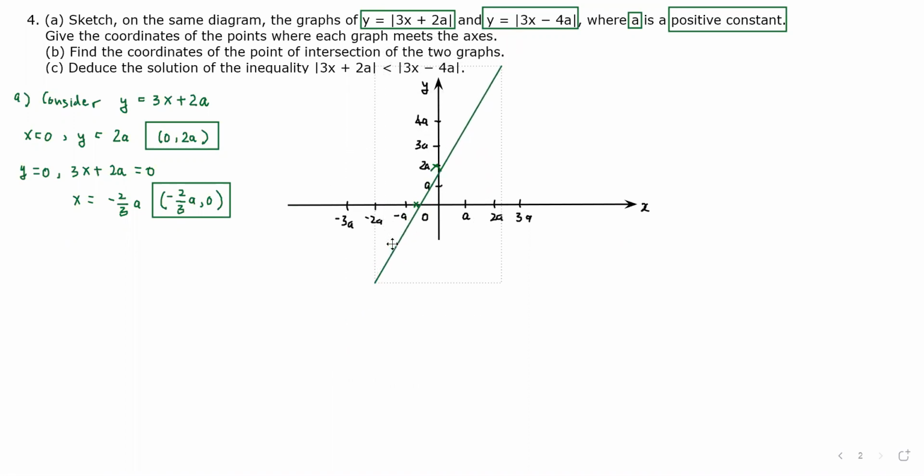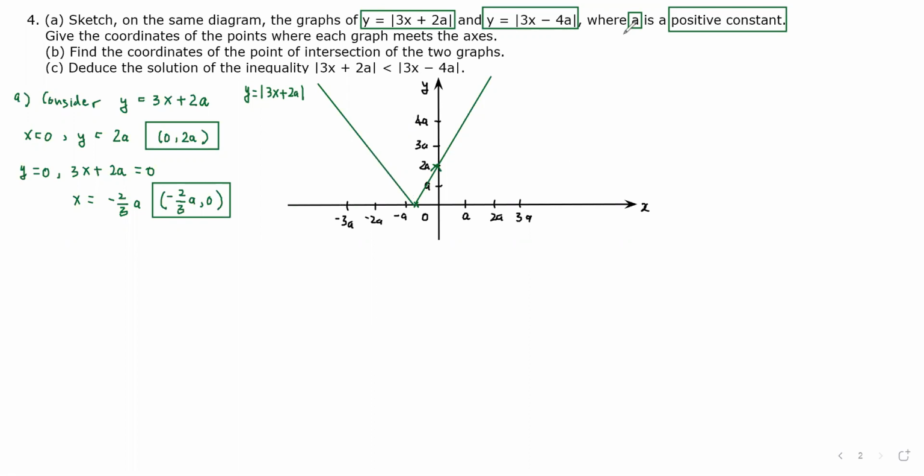What we can do is we can actually shorten this line all the way here, and then you draw a graph like that. So you must have a V-shaped graph, and so you have the V-shaped graph with the same slope, and that would give you the graph of y equals the modulus of 3x plus 2a.